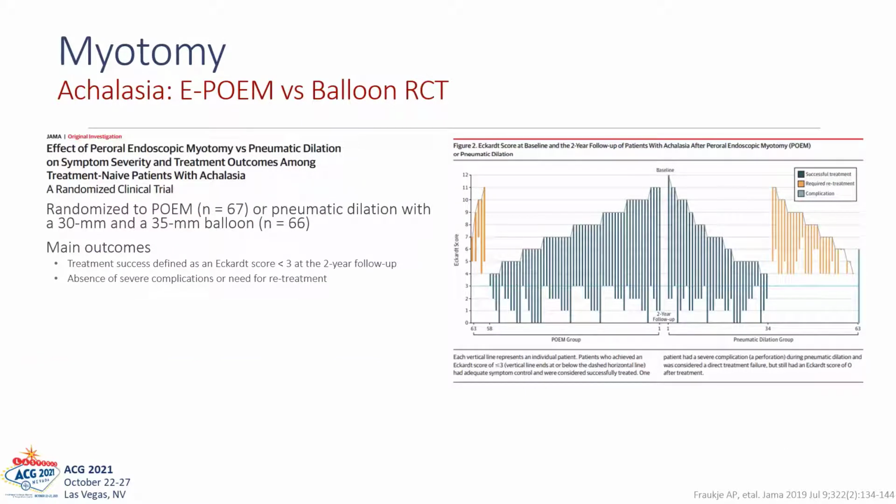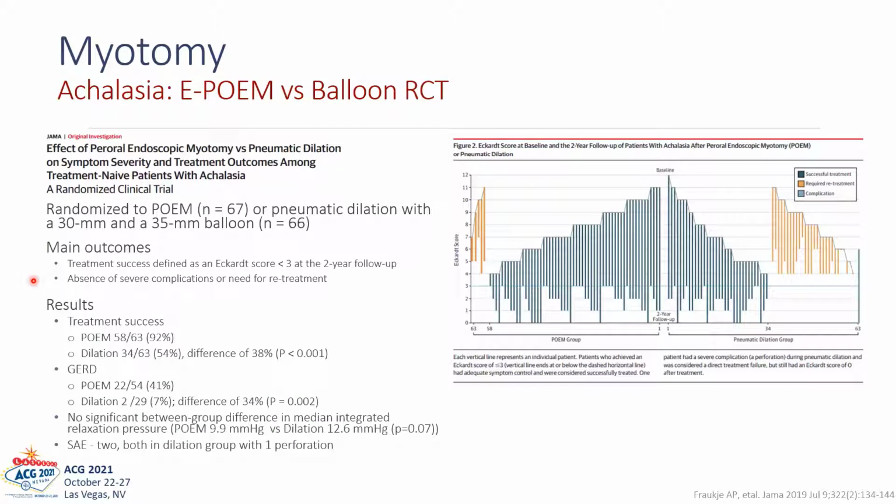Here we have a randomized controlled trial comparing POEM to balloon. And you can see there's 67 to 66 patients randomized to either POEM or sequential balloon dilation up to a 35 millimeter balloon. Main outcome here was treatment success defined as an Eckardt score less than 3 at 2 years of follow-up, and absence of a severe complication or need for retreatment. So our results here, 92% of the patients in the POEM arm were considered successful versus only 54% in the pneumatic dilation arm, and that was significant.